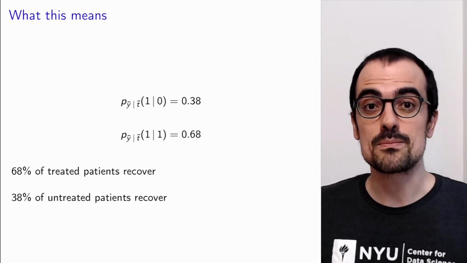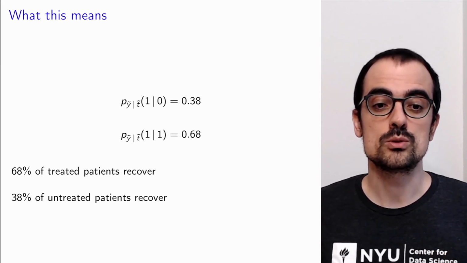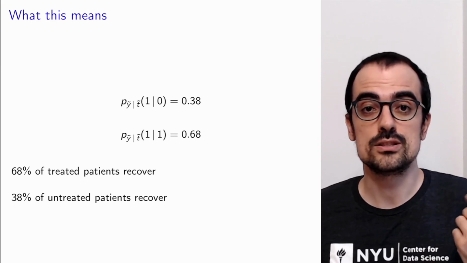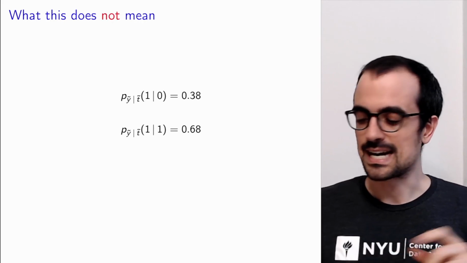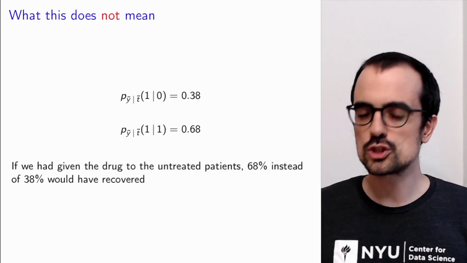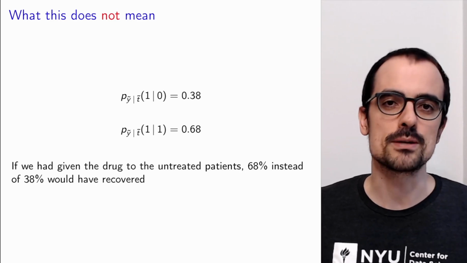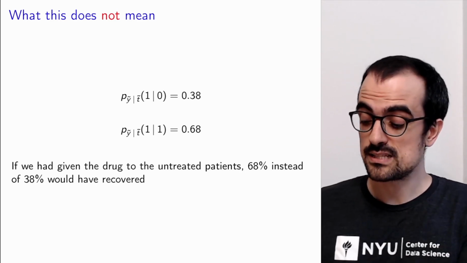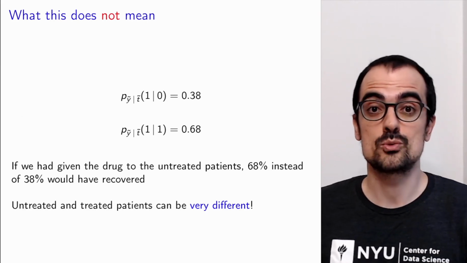But that doesn't establish a causal effect. To establish a causal effect, we would have to determine that if we had treated the patients that we didn't treat, then 68% of them would have recovered. And this is not implied by these conditional probabilities. These conditional probabilities do not imply that if we had given the drug to these untreated patients, 68% of them would have recovered. The reason why this is not implied is that there might be a systematic difference between the untreated and treated patients.